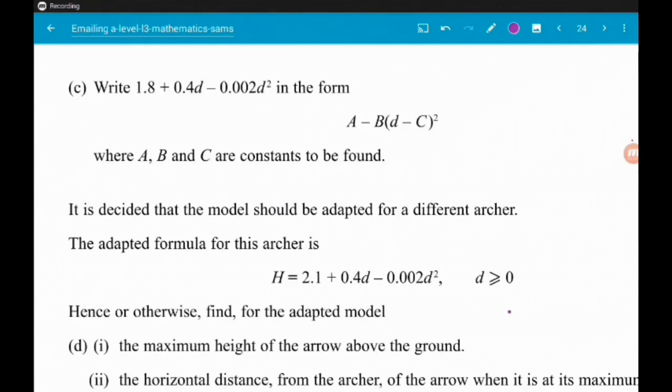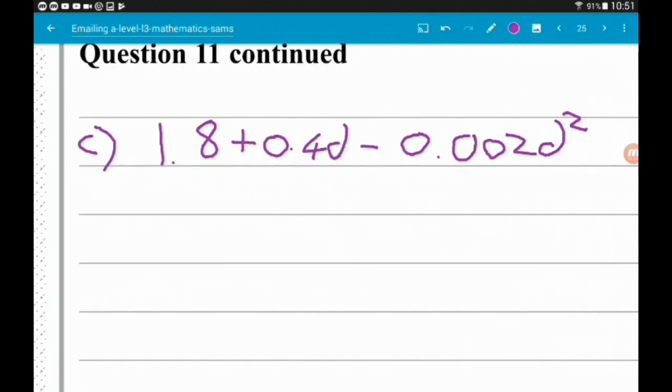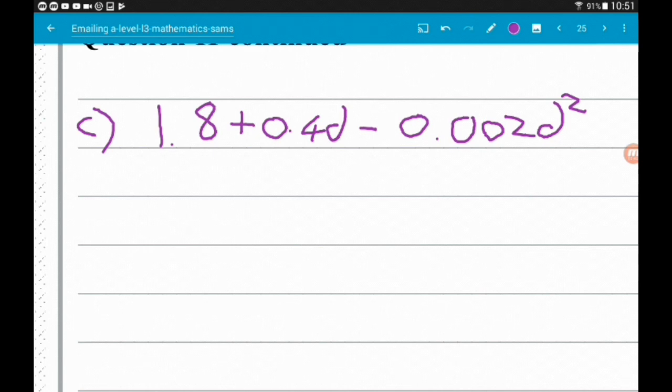Cool. Okay, now part C wants us to write 1.8 + 0.4d - 0.002d squared in the form a minus b lots of (d minus c) squared, where a, b and c are constants to be found. So this is completed square form, so we want to complete the square. The first problem that we have is that we don't have a single positive d squared term. So what we need to do is divide everything through by minus 0.002, plonking that on the outside of a set of brackets.